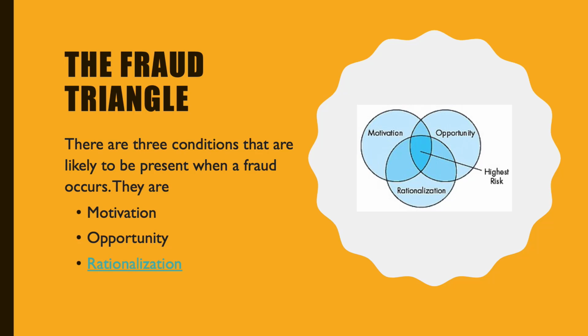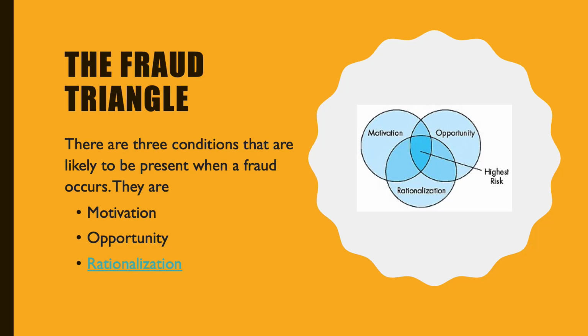Rationalization. Rationalization is the psychological process by which an individual convinces themselves that their fraudulent actions are morally or ethically justified. They may rationalize the fraud by convincing themselves that they deserve the money, that they will pay it back, or that it's necessary to protect their job or family. An example would be an employee who rationalized theft from their employer by believing they are underpaid, and this act of embezzlement is just a way to balance the scales.